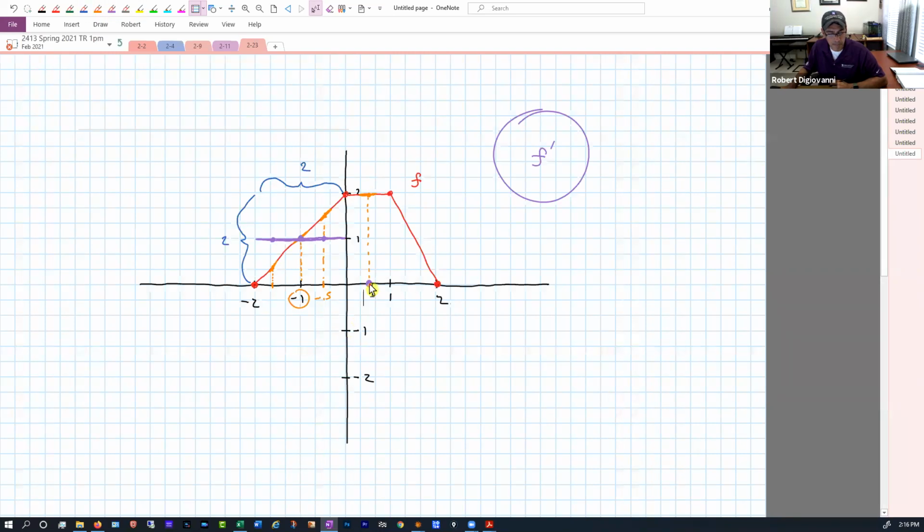Now, Gage, won't that be the same for any value I pick here? Yes. Go up here, flat. Go up here, flat. So that means the derivative will be 0 there, 0 there, 0 there, all the way. From here to here, the derivative is 0.